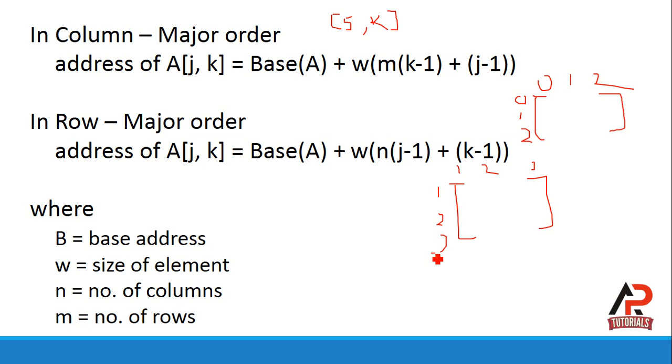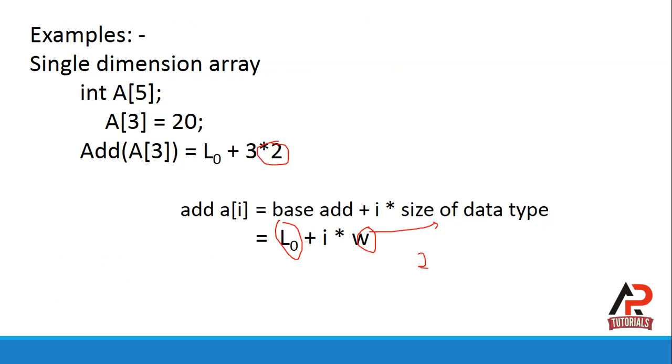So don't be confused when explaining the example; understand the formula clearly. In the next video I will explain how to calculate the address of a particular element in a matrix using column major order and row major order. Thank you.